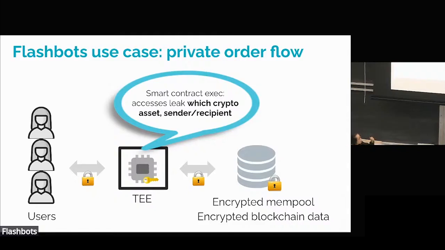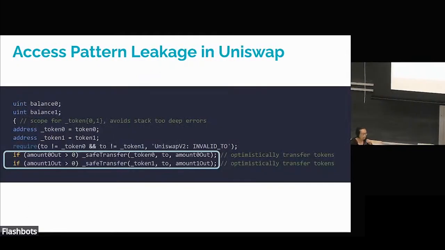And in this case, the information that gets leaked includes things like which crypto asset is being traded and who are the sender and recipients. And these are precisely the information we care about hiding. So it is very important for us to try to hide the access patterns to this big data set. Okay, and here's a concrete example to just show exactly what gets leaked. This is like a Uniswap contract. If you are going to execute this contract, it's going to access sensitive information like the crypto asset you are going to trade, as well as the account information. So this is the information that will get leaked.